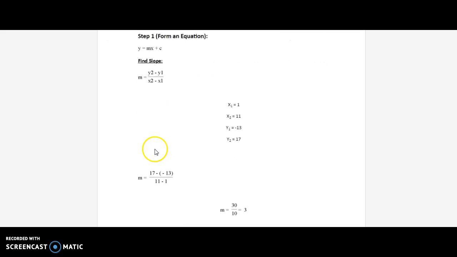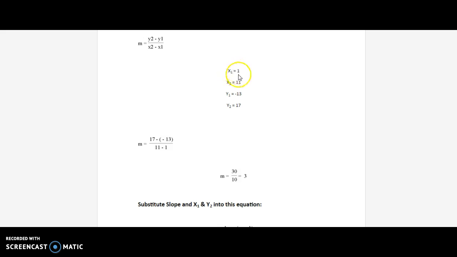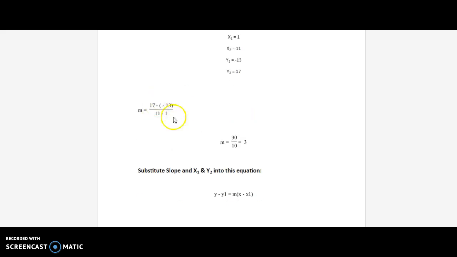First, we have to find the slope. The formula for the slope is y2 minus y1 all over x2 minus x1, which gives you m. So x1 is 1, x2 is 11, y1 is minus 13, y2 is 17. Plugging this in, we get 17 minus minus 13 over 11 minus 1. M equals 30 over 10, so the slope for this line is 3.